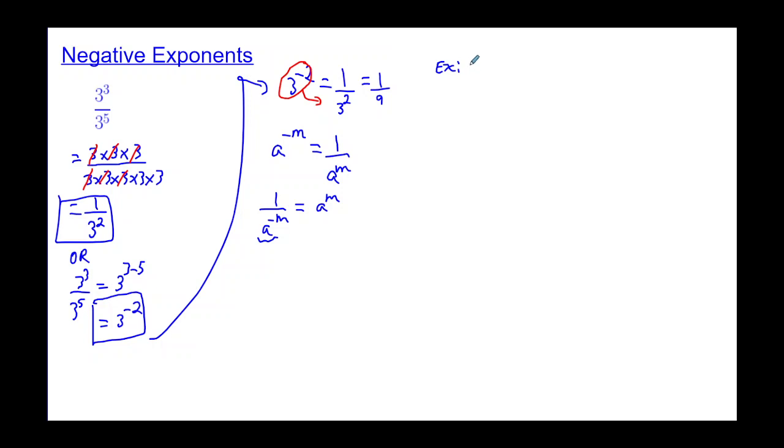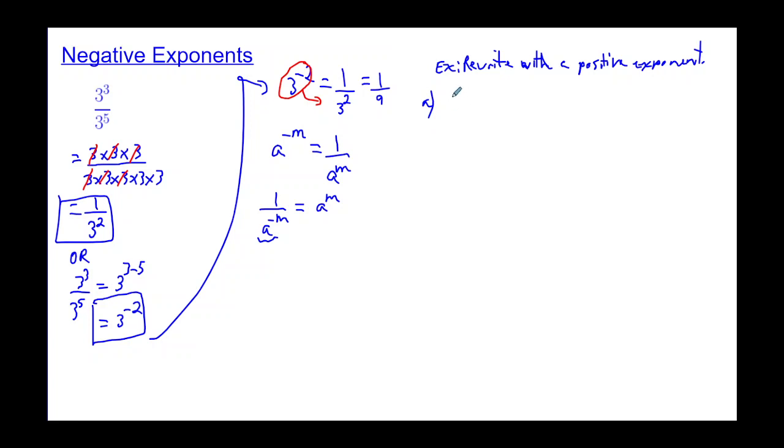And the question here, let's just talk about rewriting. Maybe rewrite as a positive exponent. Or with a positive exponent is probably a better way to say that. With a positive exponent. And we'll do two examples so you can see how this works. So here's our first one.